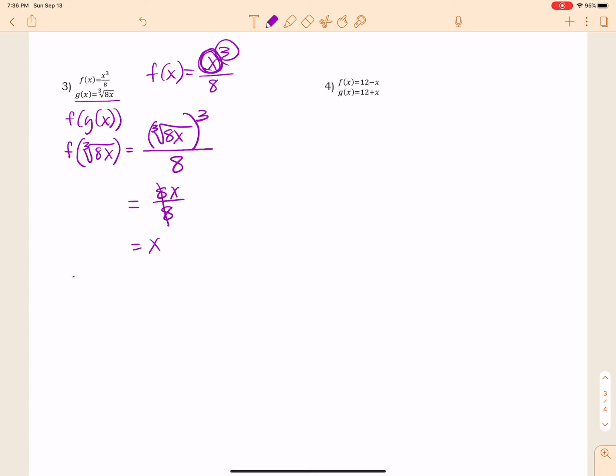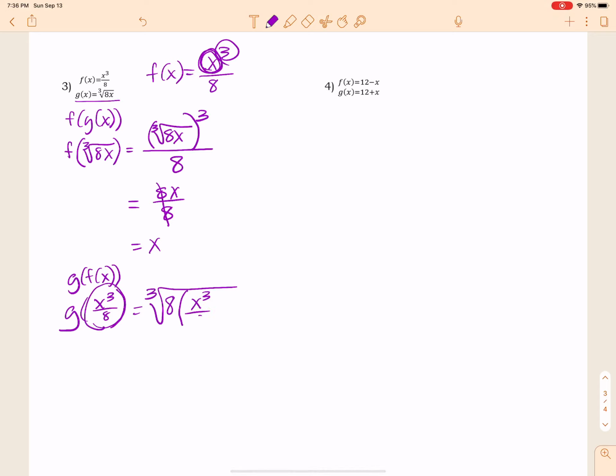Groovy. Now I'm going to find g of f of x. What does that look like, Miss Griggs? Well, I know that I'm going to replace g of x with f of x. Well, if f of x is equal to x cubed over 8, that's what I'm going to have. Now, your g of x is the cubed root of 8 times x. But instead of x, I put all of this. X cubed over 8, just like that.